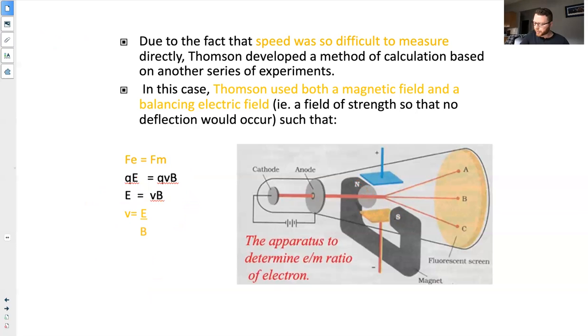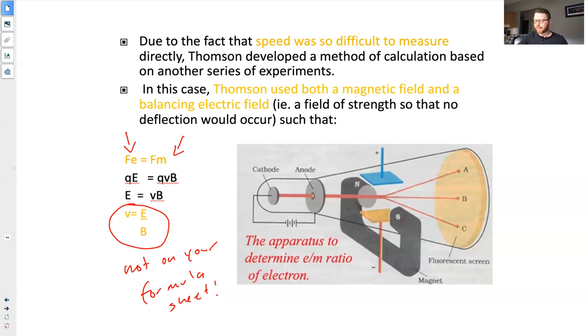This is what we just derived. This formula here is not on your formula sheet. So be able to derive this formula from Fe is equal to Q times E, and from Fm is equal to QVB. This is not on your formula sheet, so when you write the final, you will not get this. However, I would encourage you to write this on your own personal formula sheets.